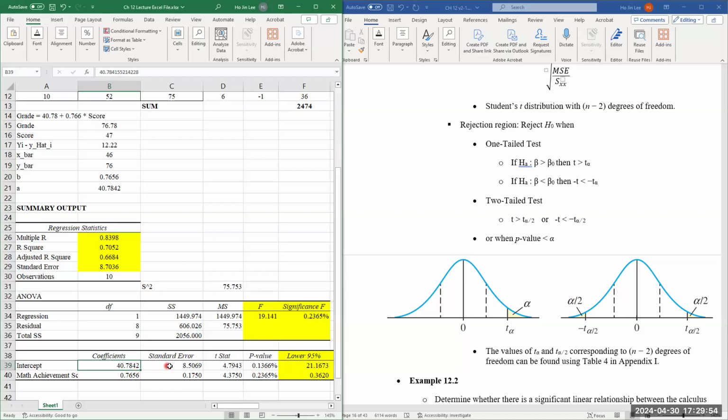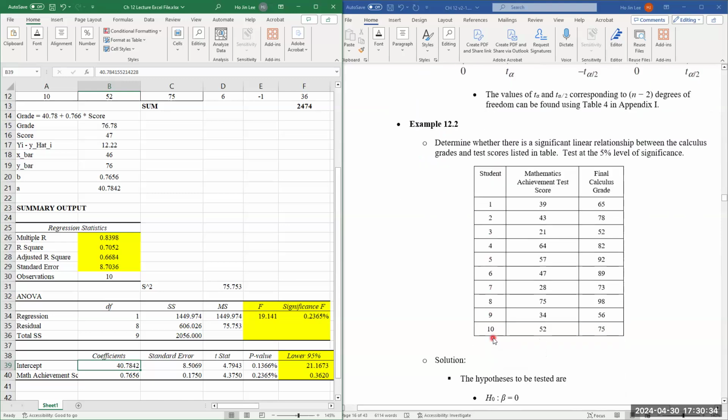And we see that the p-value shows 0.1366 or less than 1%. So we could reject the null hypothesis that the y-intercept is 0, and it's likely different from 0. So 40.78 may be the real value of what you should expect if you got a 0 on the math achievement test. All right, let's move on.